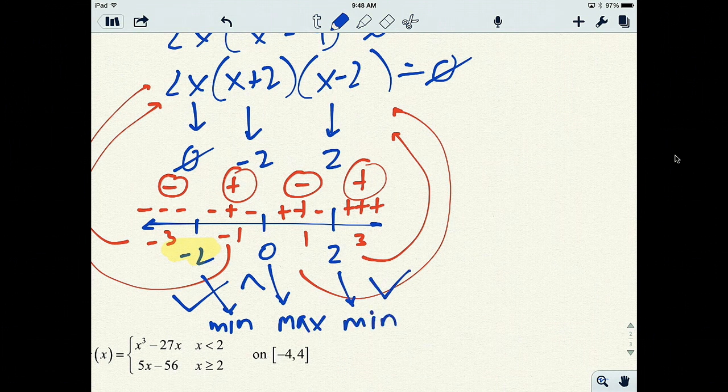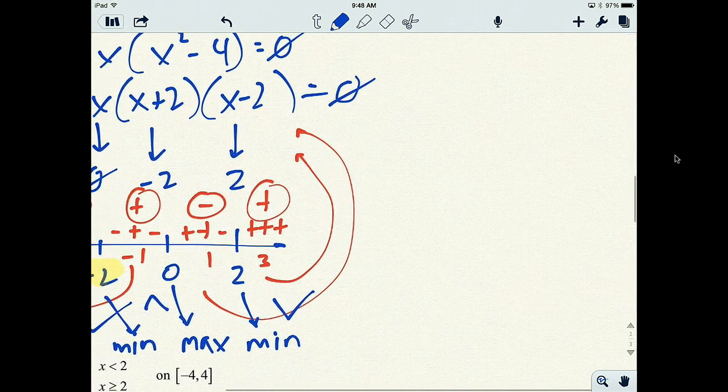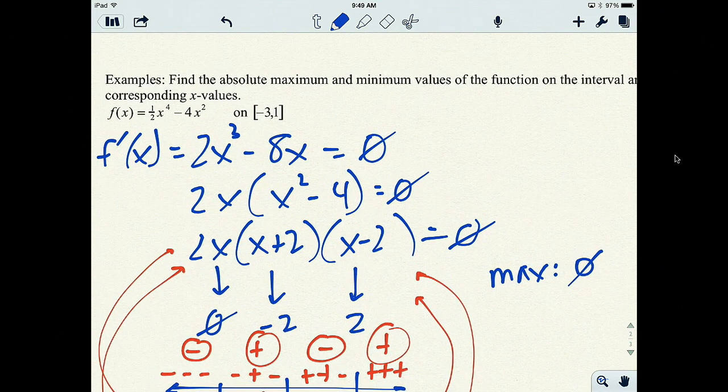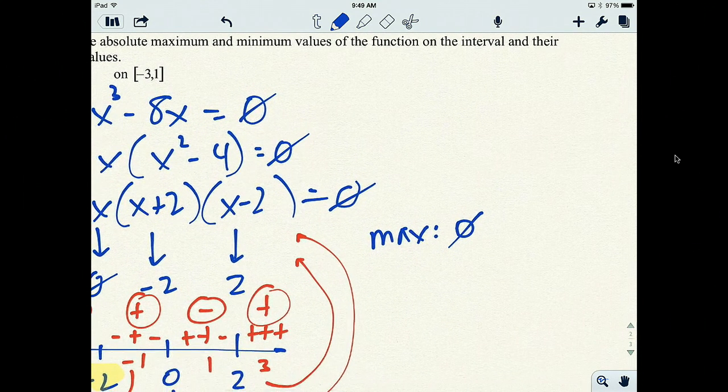So now what I've determined is that the local mins are at -2 and 2, and the max occurs at 0. But the question asks, what's the absolute min and what's the absolute max? So let's look at the possibilities. My max could occur at 0, which we found, or at the endpoints. If I look at the very original problem, my endpoints were -3 and 1. So I could test -3 and 1.